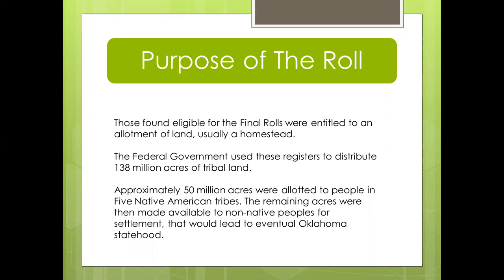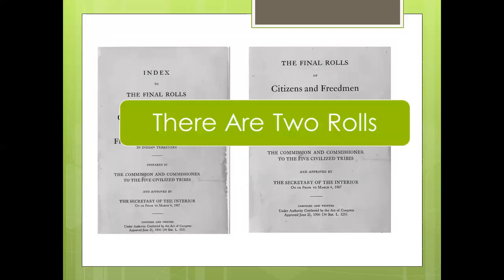Approximately 50 million acres were actually allotted to people in 5 Native American tribes: Cherokee, Choctaw, Chickasaw, Muskogee Creek, and Seminole Nations. The acres that remained, the millions of acres, were then going to be made available to non-Native people for settlement that would lead to eventual Oklahoma statehood.